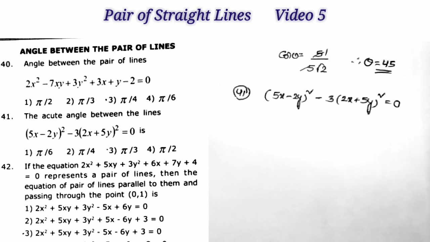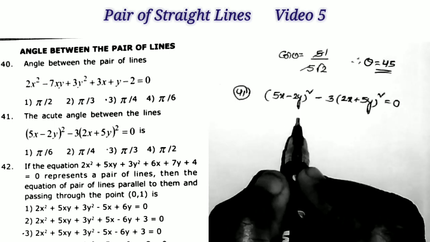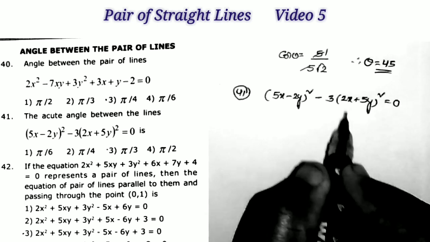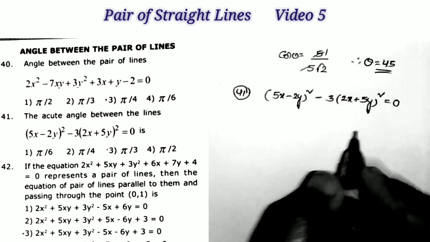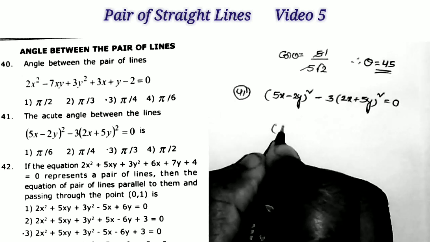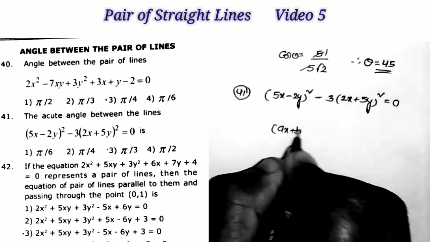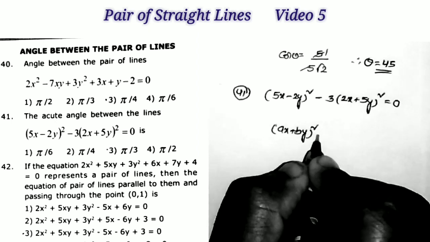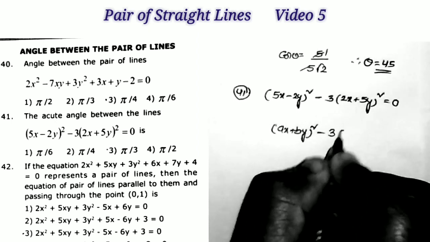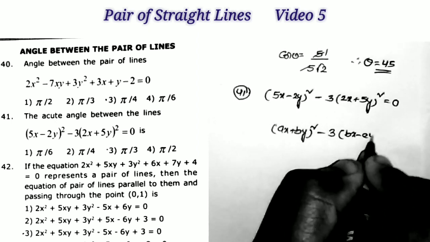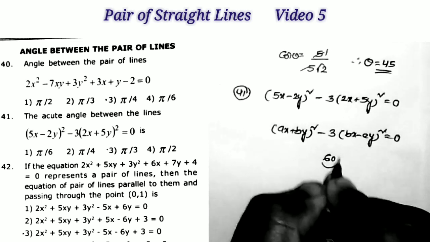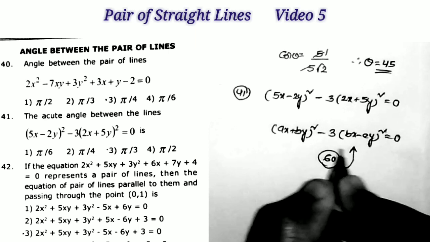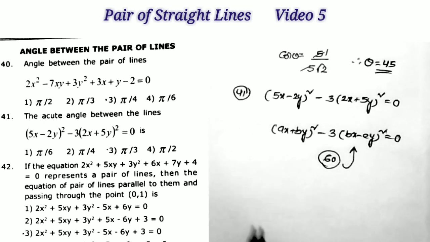The acute angle between the lines 5x minus 2y whole square minus 3 into 2x plus 5y whole square is equal to 0. Okay, acute angle between the lines. So to tell this answer we use one formula, that is the angle between the lines ax plus by whole square minus 3 into bx minus ay whole square is equal to 0 is equal to 60 degrees. The angle between the lines represented by this equation is equal to 60 degrees.